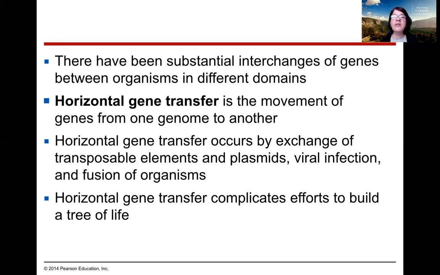So remember, in bacteria, it occurs by exchange of transposable elements, those jumping genes, by plasmids, by viral infection. It can also happen via fusion of organisms. And we have those jumping genes, those transposons, and they're believed to be remnants of viruses. And there is evidence for horizontal gene transfer. Now, horizontal gene transfer complicates our efforts to build the tree of life, and I'll explain in a second why that is. We believe that there have been substantial interchanges of genes between organisms in different domains.